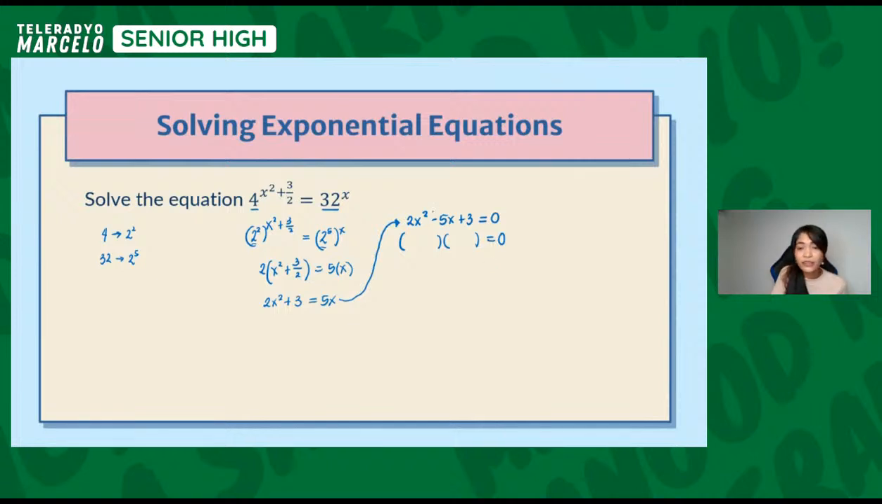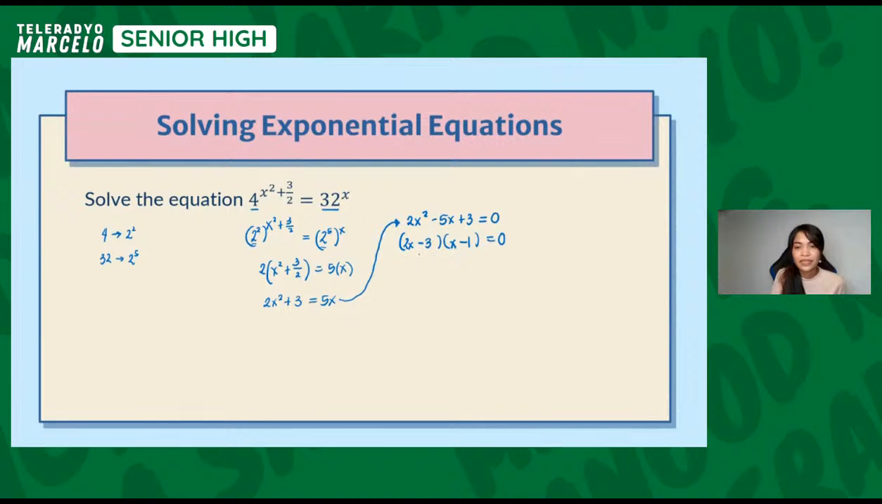Okay, so if you will factor this one, we can get the factors of 2x squared as 2x and x, and then the factors of 3 as 3 and 1. So, kailangan nating mag-decide para natin makuha yung negative 5 as the middle term. So, we can do that if we multiply 2x with negative 1 and we add that with the product of negative 3 and x. Okay, tama ba yung factors ko?